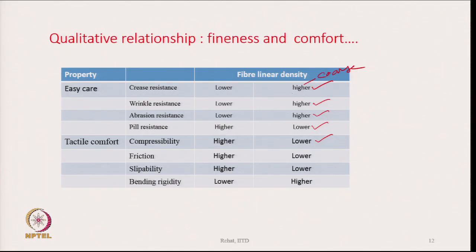Friction property also will be affected by fineness of the fiber. On this side are fine fibers. If we go for fine fibers, friction is going to be higher, when everything remains same, because with fine fibers the surface area of contact is going to be large. The specific surface area is a function of fineness of the fiber. Hence, the friction is going to increase.